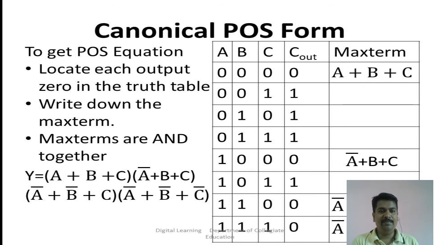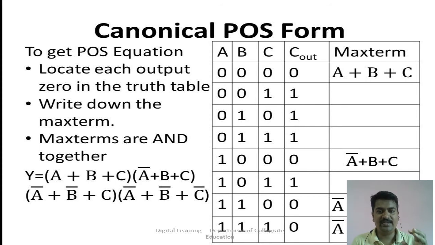And now the canonical POS form. As I told you, it's an equation, and I will tell you how to write a POS equation. There are two or three rules. The first rule is to locate each output 0 in the truth table. Be careful, not the 1, as we did in the SOP equation. It's a POS equation, so you identify the output zeros in the truth table and write down the maxterm for each corresponding 0 output.